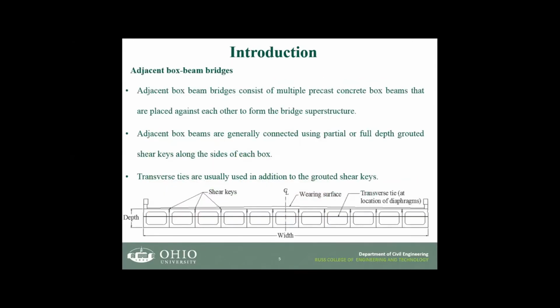The adjacent box beam bridge is constructed by multiple beams placed side by side. These beams are transversely connected using full depth and partial depth shear keys and transverse tie rods. The shear key is grouted with non-shrink or UHPC grout material.